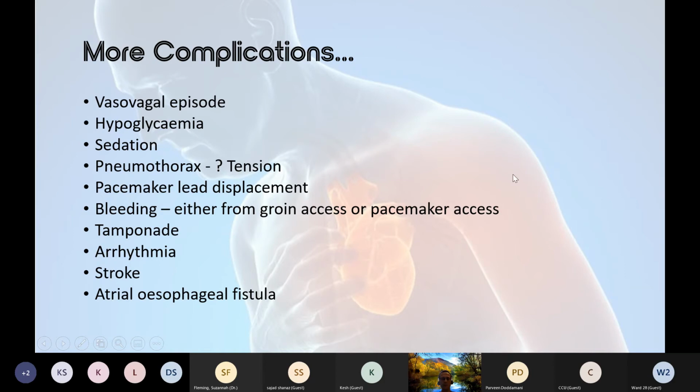There are lots of different things. We've covered some of them. The important ones to remember are things like, well, I do think all of these are things to be aware of, but the most common cause is a vasovagal episode. So often, just the stress of the procedure and the fact they've been nil by mouth, when they get back to the ward, they finally relax and they have a vasovagal episode.